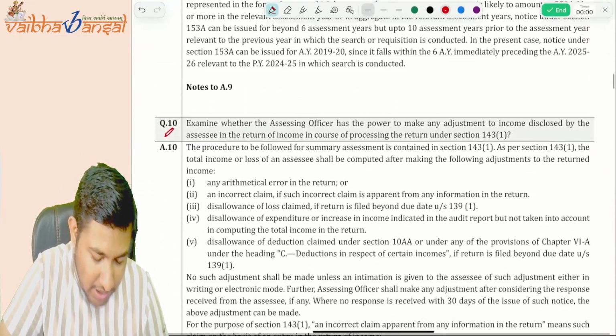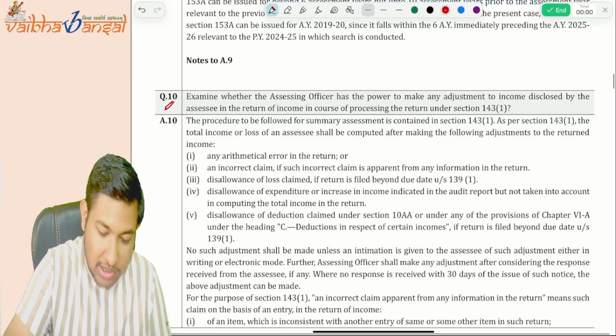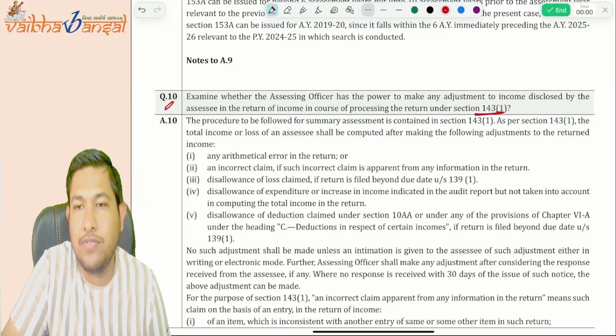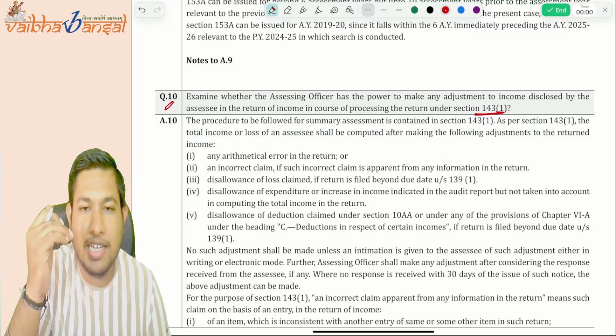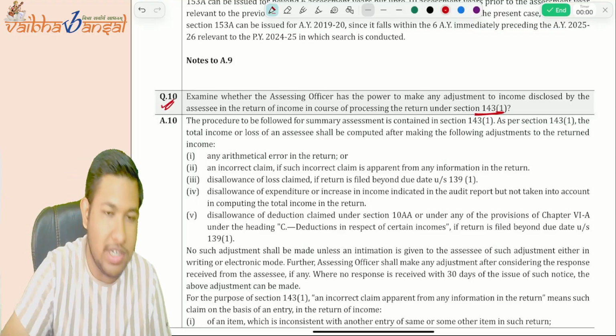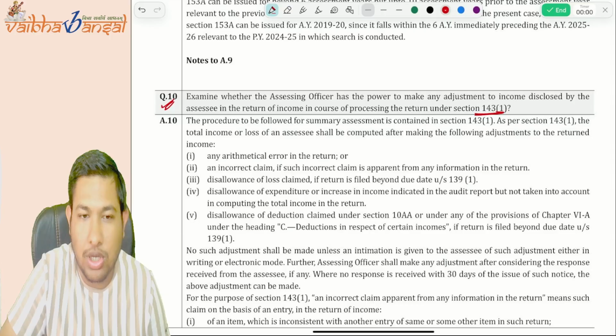Okay. I'm giving you one or two questions more. That is section number 143(1). That is an intimation question. And this is also a direct question. Question number 10. Okay. You can write it.